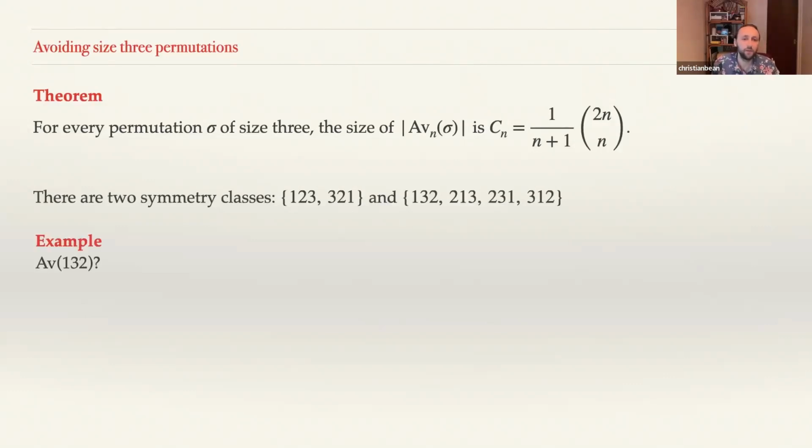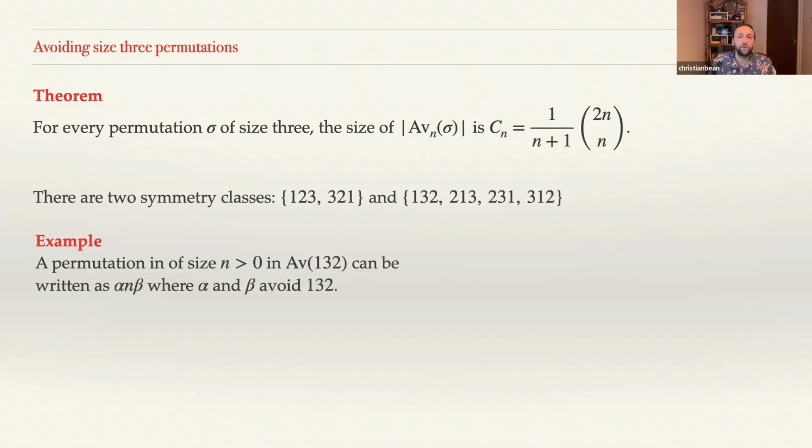So let's think about the second one, Av(132). We'll just pick out one of the candidates, and the others are, of course, just a symmetry. So how does this work? If we imagine we take some permutation in this class of size n greater than 0, so some non-empty permutation, then it can be written as some alpha and beta, where alpha and beta must avoid 1, 3, 2. Or in my pictures, that looks a bit like this.